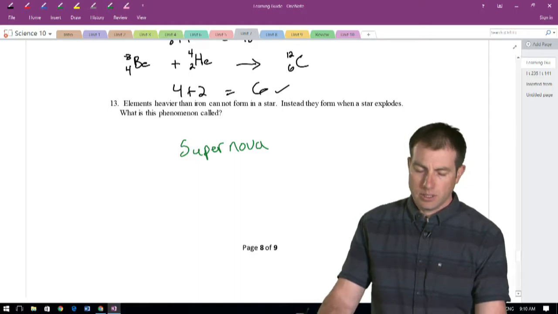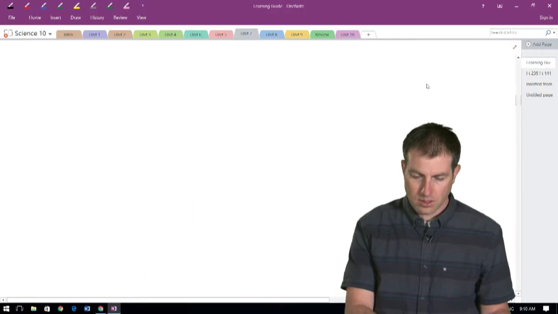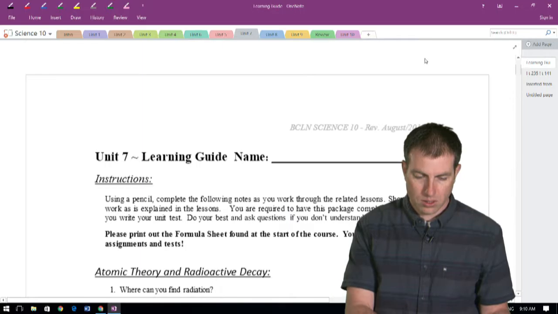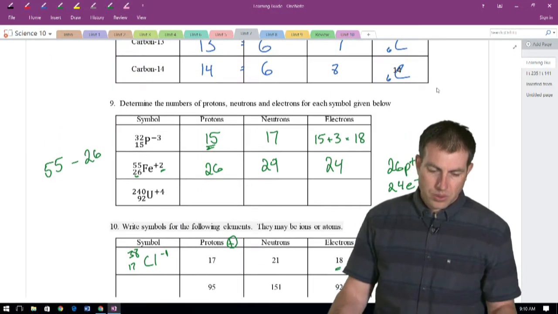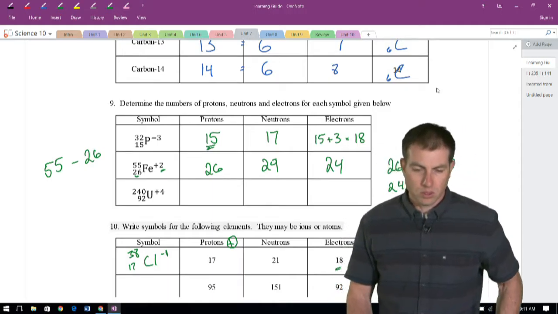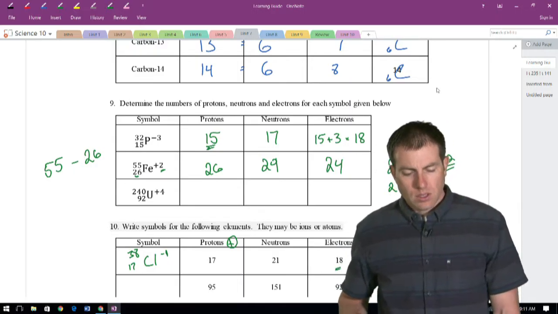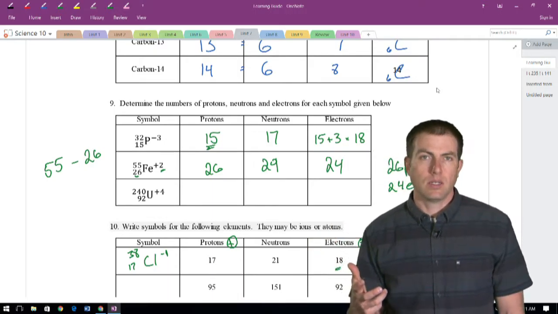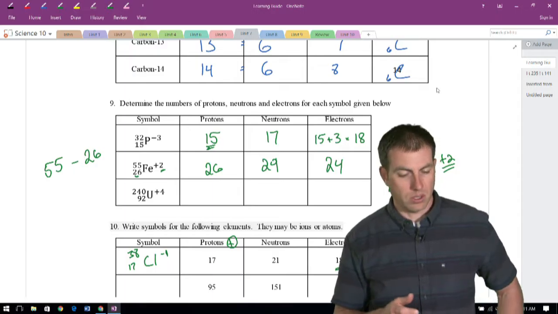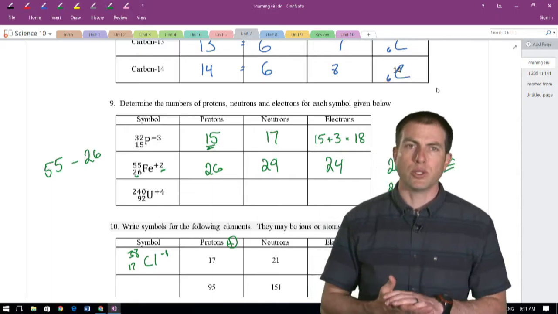Page 2, number 9, for sure. Determine the number of protons, neutrons, and electrons for each symbol given below. So this is getting back to the idea of isotopes, where we have atoms of the same element. It could be phosphorus, iron, or uranium here in the examples, and they have different numbers of neutrons.